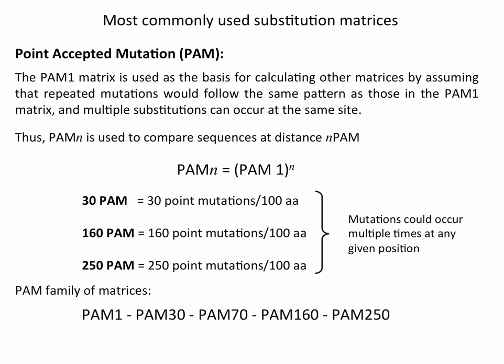The PAM1 matrix is used as the basis for calculating all other matrices by assuming that repeated mutations would follow the same pattern as those in the PAM1 matrix, and multiple substitutions can occur at the same site. Thus, the underlying mutation data can be extrapolated to other PAM distances to produce a family of matrices. This is a family of PAM matrices. Matrices constructed from lower PAM values can be used if the sequences have a greater degree of similarity. When aligning sequences that are highly divergent, best results are obtained at higher PAM values.